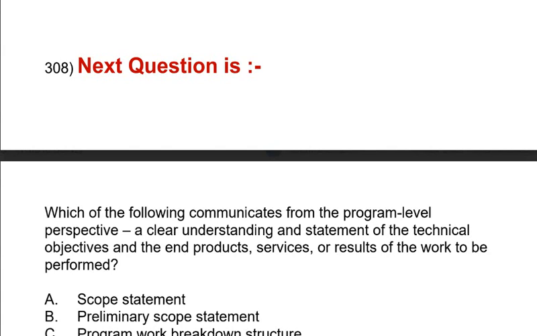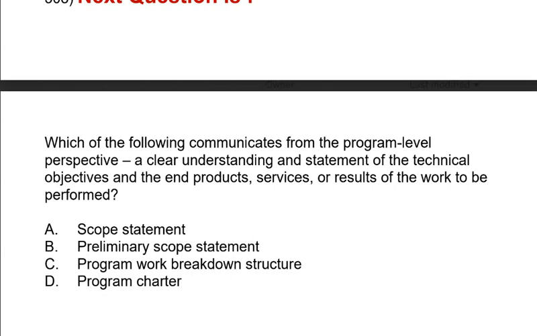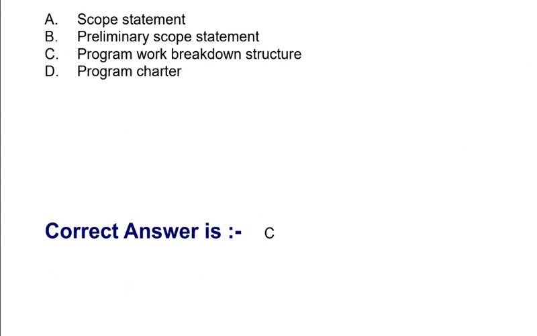Question is which of the following communicates from the program level perspective a clear understanding and statement of the technical objectives and the end products, services, or results of the work to be performed? Option A scope statement. Option B preliminary scope statement. Option C program work breakdown structure. Option D program charter. Correct answer is option C.